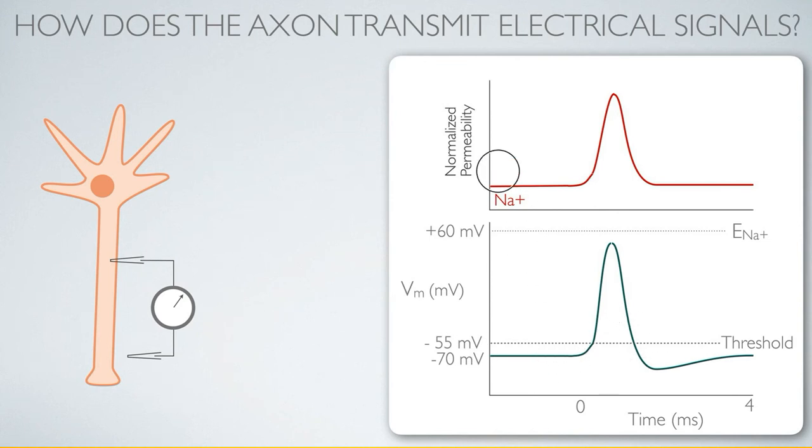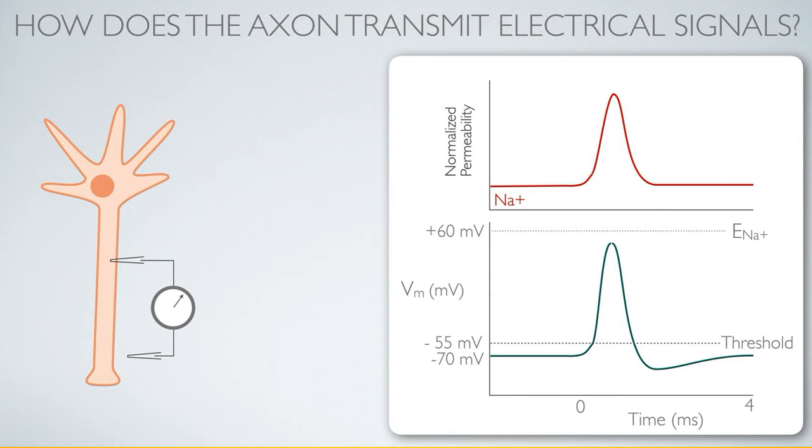So when the permeability goes up, the membrane is going to approach the equilibrium potential for the ion, in this case sodium, that has its high permeability. And then when it repolarizes, we have a decline in that permeability. We'll talk about that decline later. First, let's focus on the depolarization part of it.